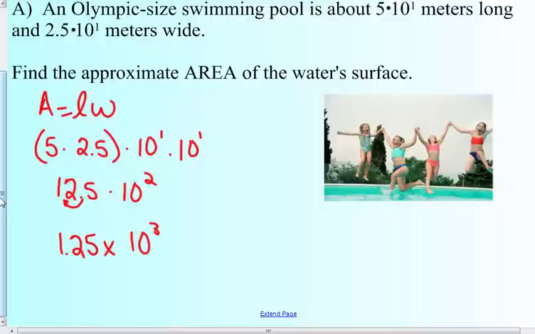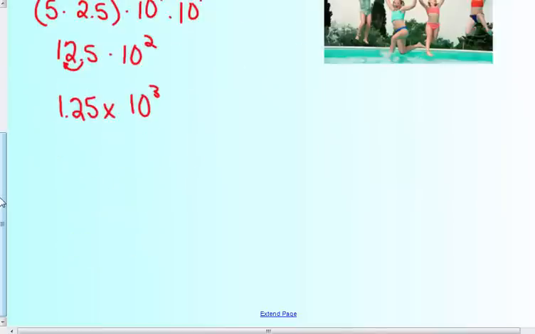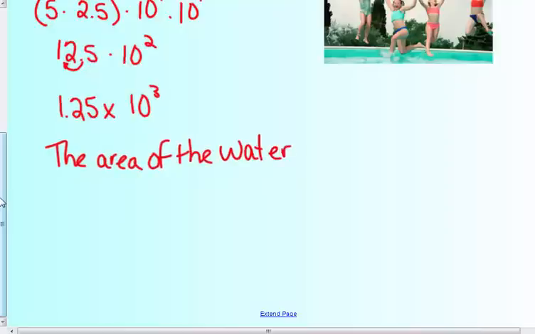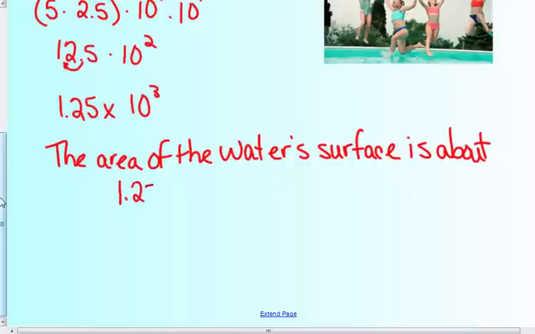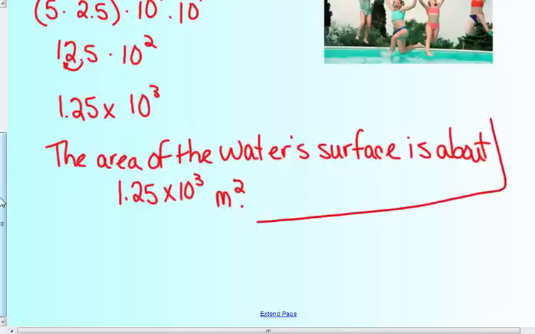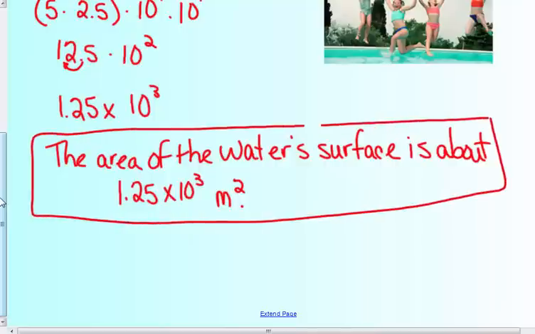So the area of the water's surface is about 1 and 25 hundredths times 10 to the third meters squared, or square meters. You could write that out if you wanted to.